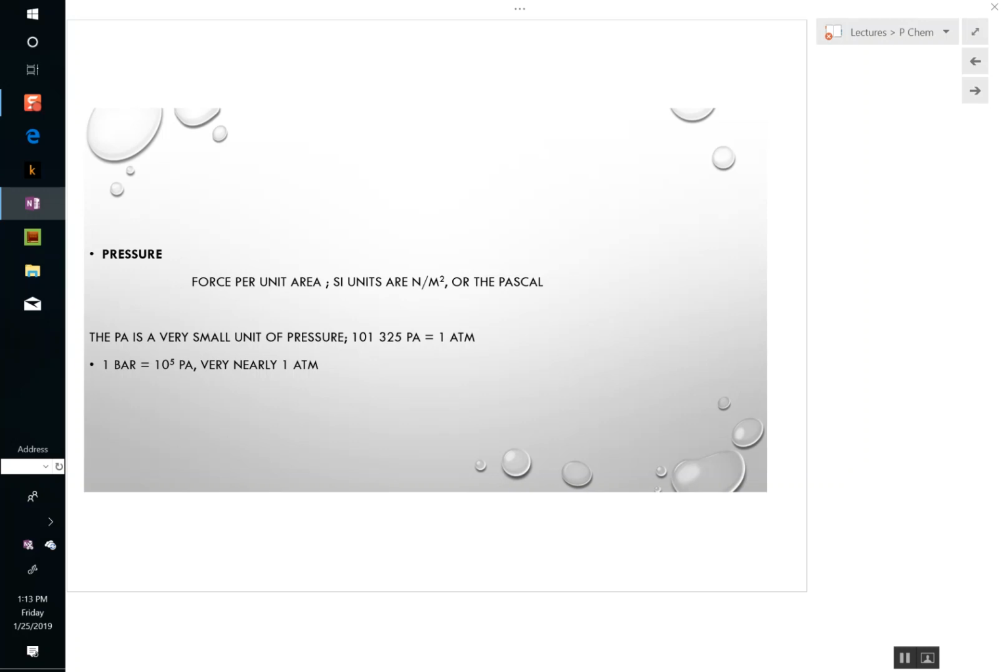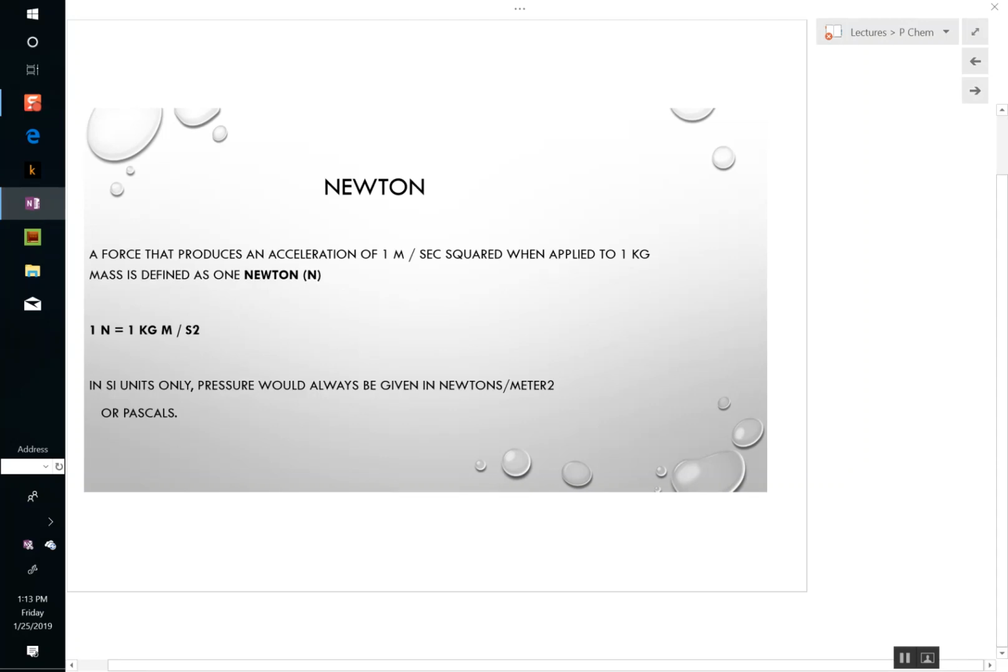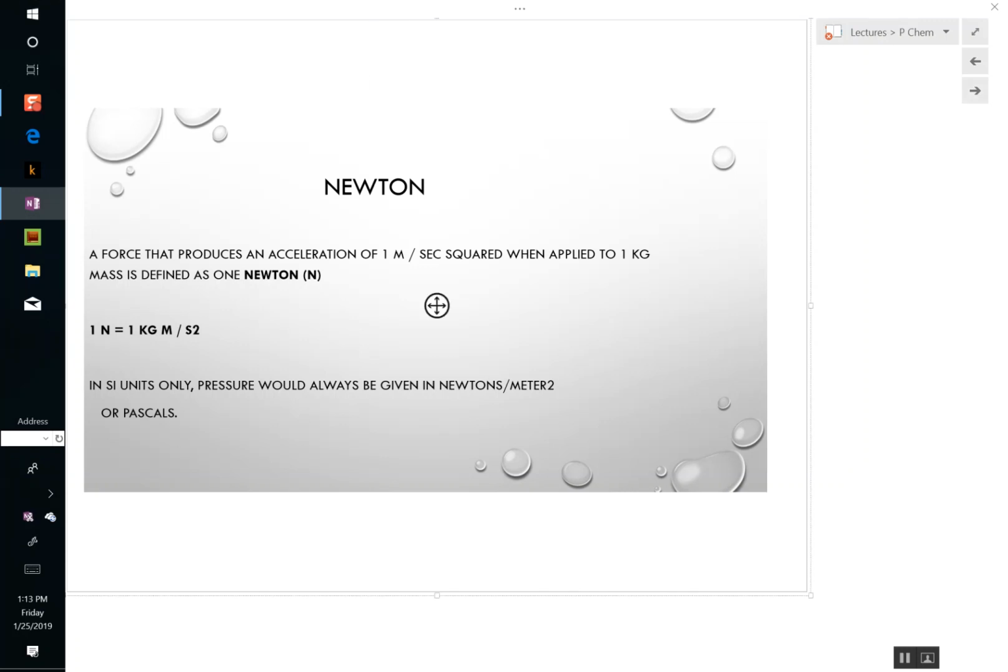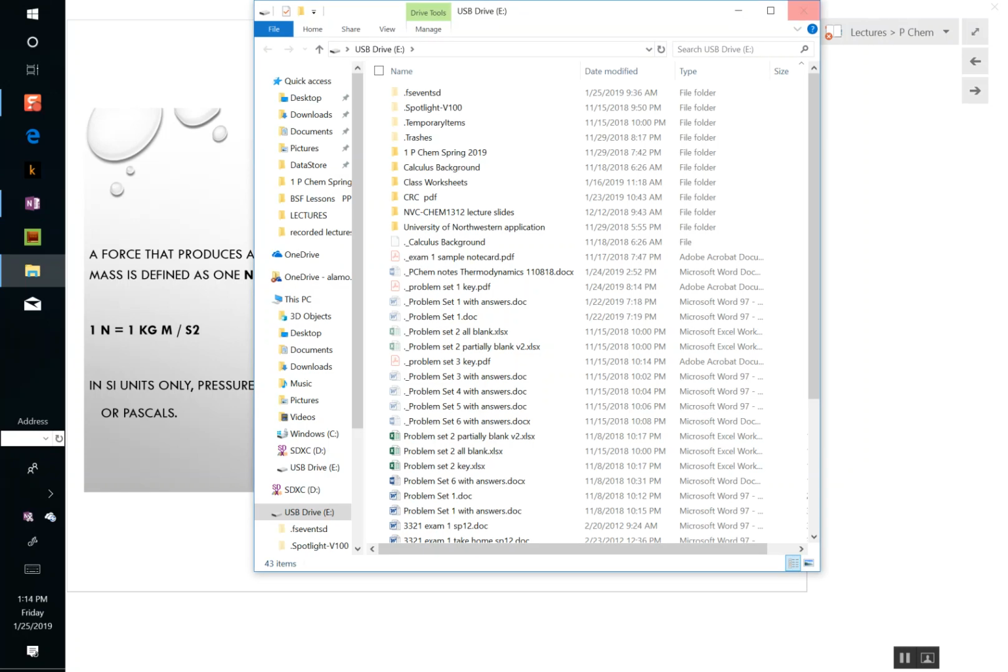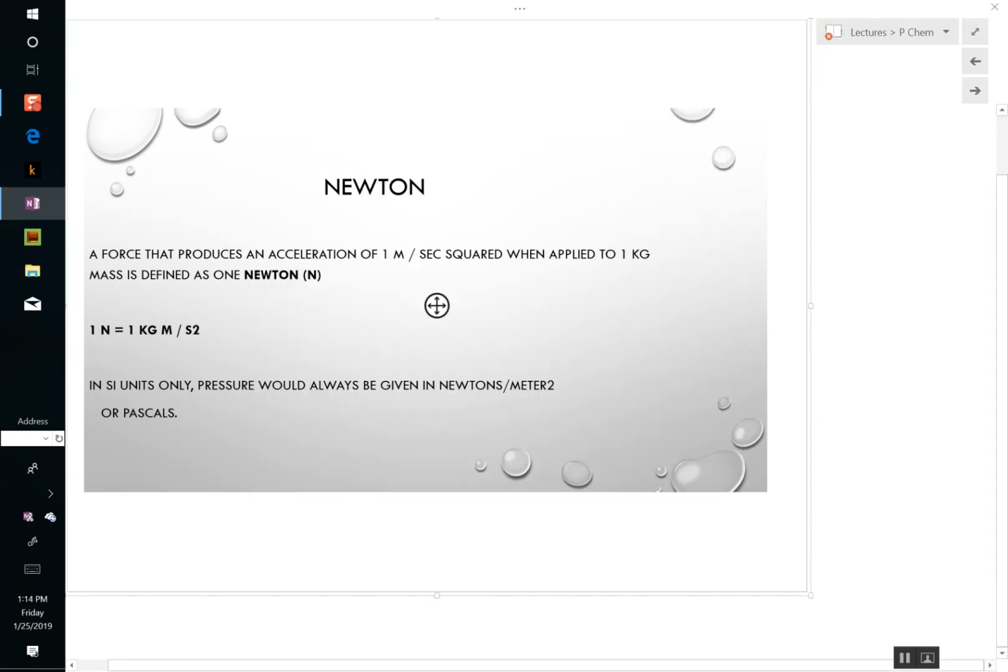Okay, the Newton. 1 Newton equals 1 kilogram meter per second squared. A force that produces an acceleration of 1 meter per second squared when applied to 1 kilogram mass is defined as 1 Newton.